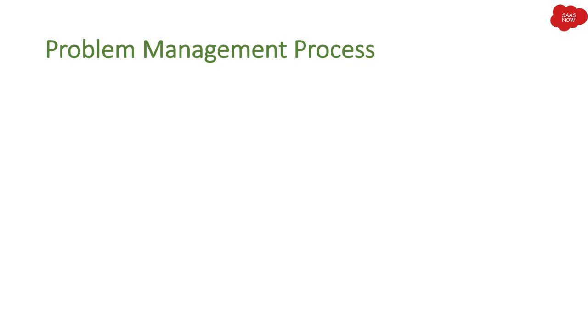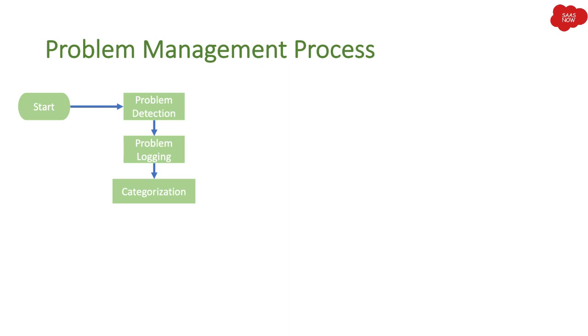If I talk about the problem management process, we start with problem detection. If I have reoccurrence of incidents, I see that incident and create a problem. First I find the problem, what exactly the problem is. Once I find it, I log that problem: yes, this is the problem, I need to log it. Once that's done, I categorize the problem, that is, what kind of category it falls in.